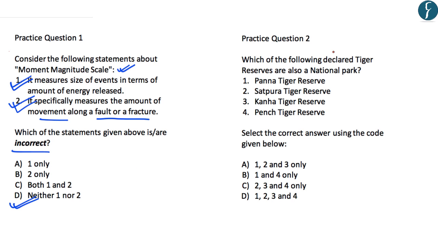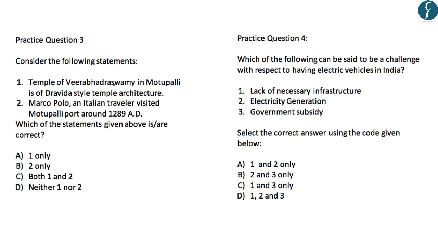So in this, D is the correct answer. The second question says, which of the following declared tiger reserves are also a national park? Options are Panna Tiger Reserve, Satpura Tiger Reserve, Kanha Tiger Reserve, and Pench Tiger Reserve. So in this, all four tiger reserves are also declared national parks. So in this, D is the correct answer. Now with respect to these two questions, you can also take a pause of 5 seconds.